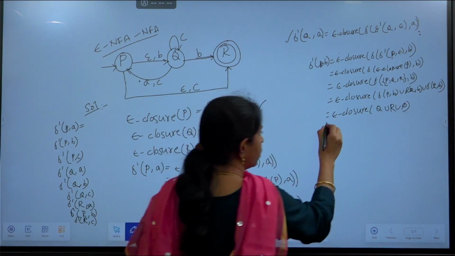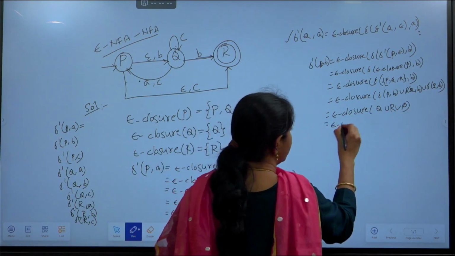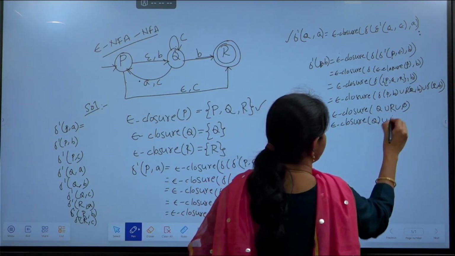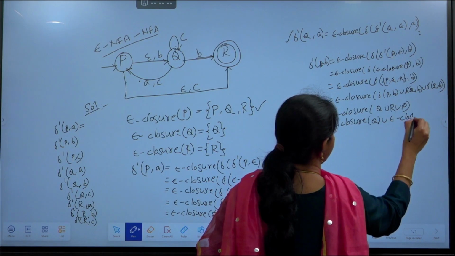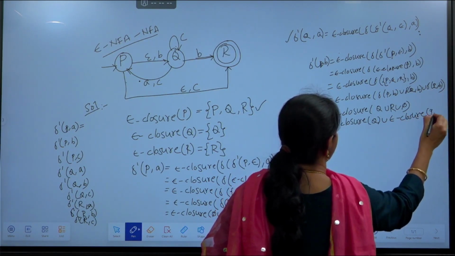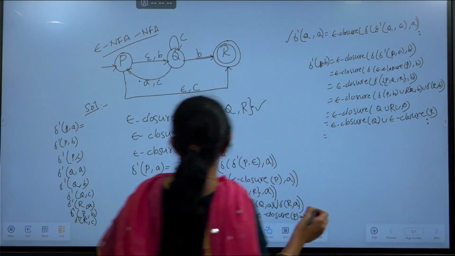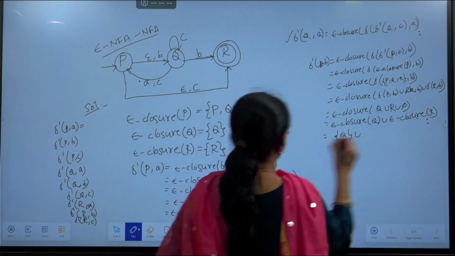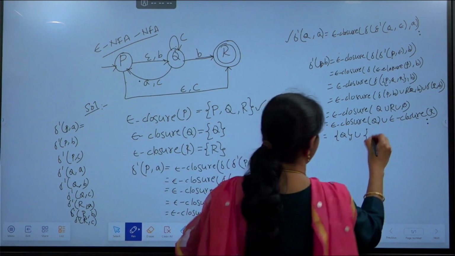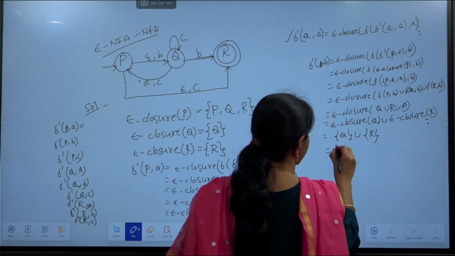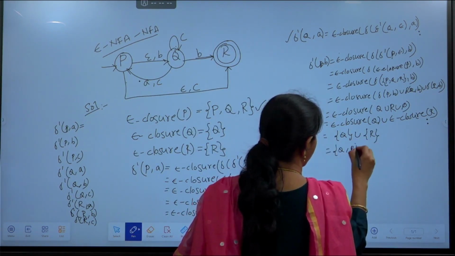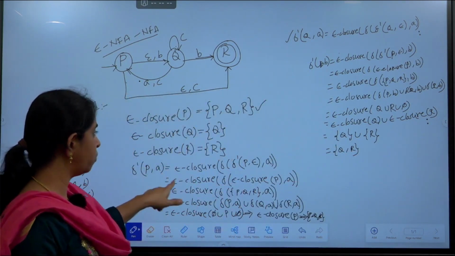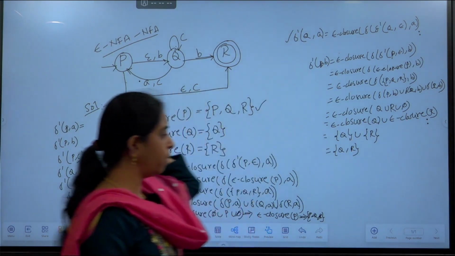So whenever we have two states in the epsilon closure, we have to write epsilon closure of Q union epsilon closure of R. This is very, very important. So we have to perform for both. Epsilon closure of Q means Q, union epsilon closure of R means R. Q union R, that we will get Q comma R. So we have applied P on input alphabet A and P on input alphabet B.